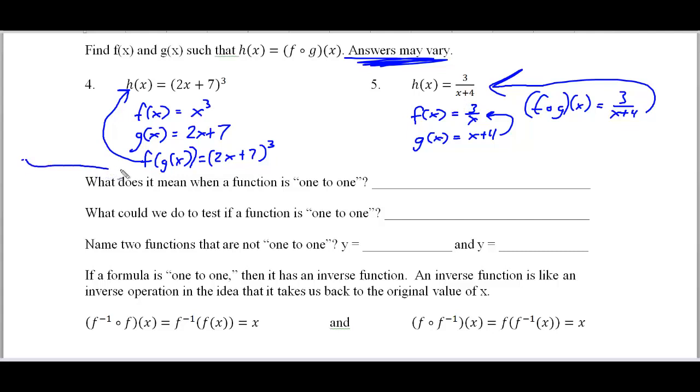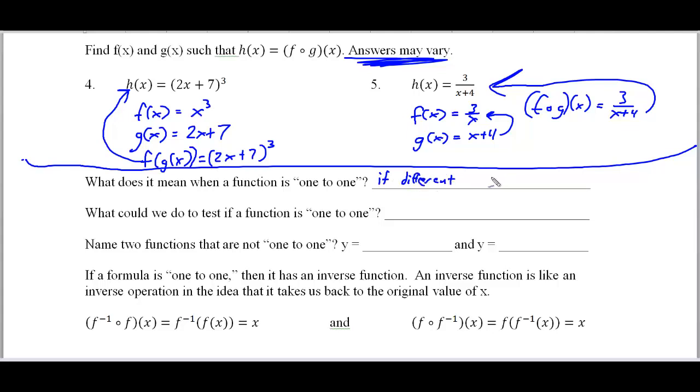Okay, now we're going to take just a little bit of a sideline here and think about this part, which is what does it mean that a function is one-to-one? One-to-one here is if different inputs have different outputs. Now, to test to see if different inputs have different outputs, we have the horizontal line test.